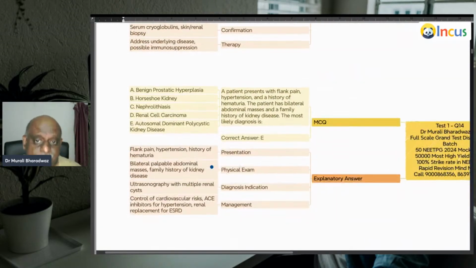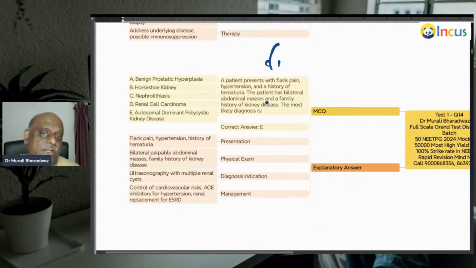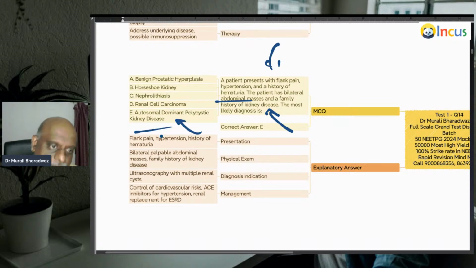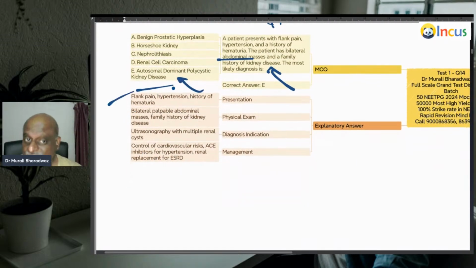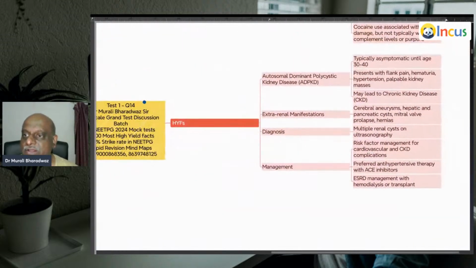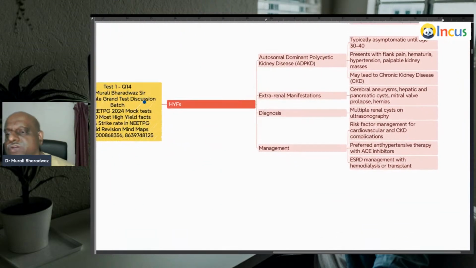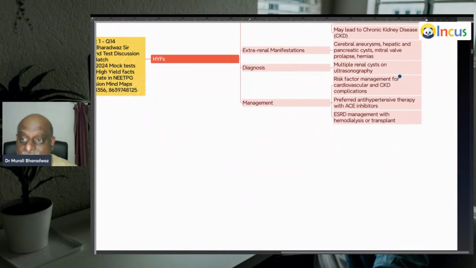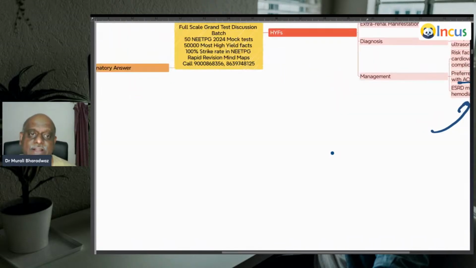A patient has flank pain, hypertension, history of hematuria, bilateral abdominal mass, and a family history of kidney disease. Oh my God. This is classical of autosomal dominant polycystic kidney disease, where flank pain, hypertension, history of hematuria, etc. So everything, anything you should know, doctor. You prefer antihypertensive therapy with ACE inhibitors. ESRD will occur. You need to manage with hemodialysis or transplant.